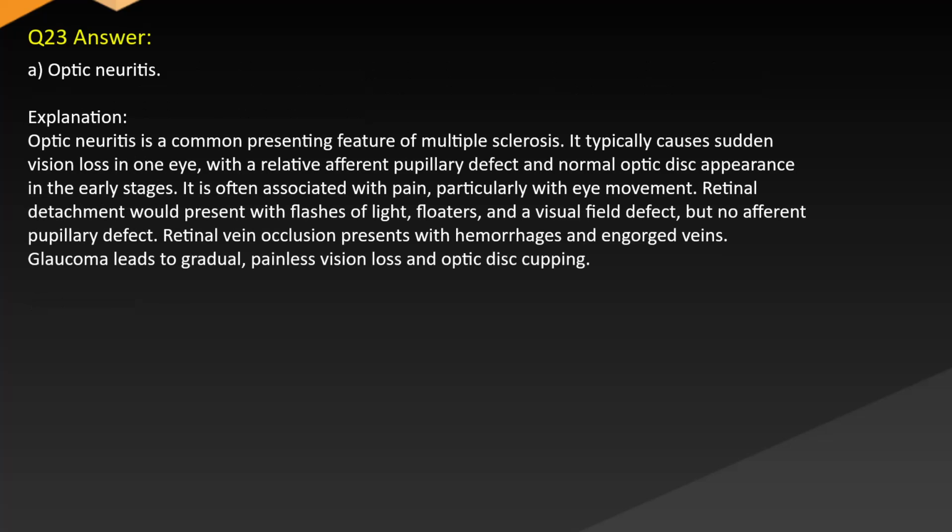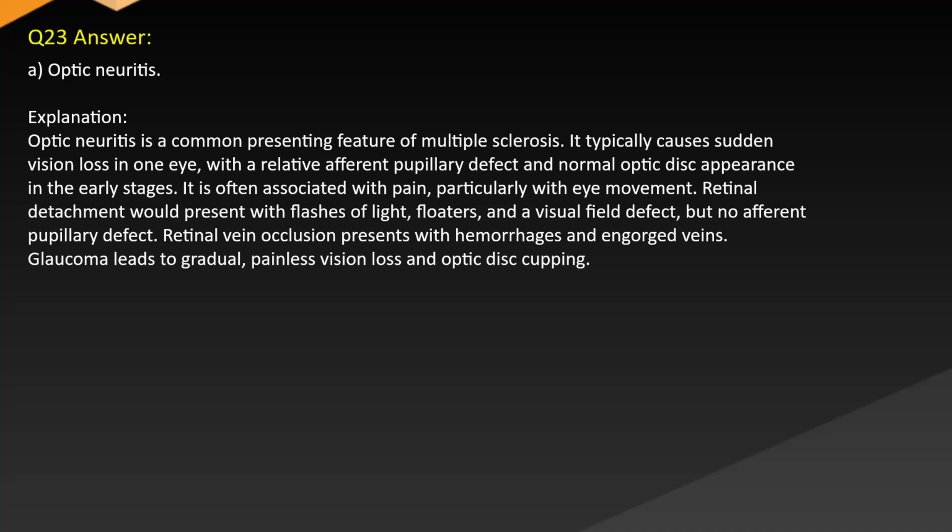Answer: A. Optic neuritis. Explanation: optic neuritis is a common presenting feature of multiple sclerosis. It typically causes sudden vision loss in one eye with a relative afferent pupillary defect and normal optic disc appearance in the early stages. It is often associated with pain, particularly with eye movement.